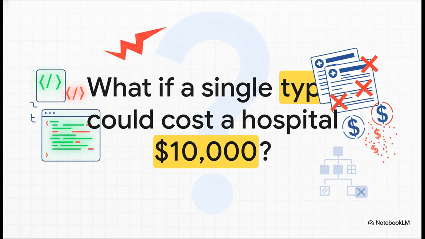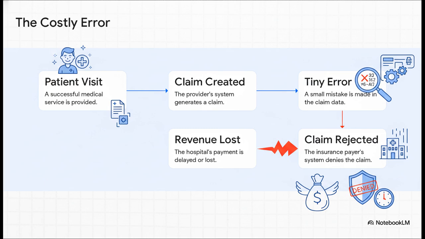I know it sounds crazy, but this isn't a hypothetical. In medical billing, this kind of thing happens all day, every day. Here's how it all goes down. A patient comes in, gets the care they need, everything's great. The hospital system then automatically generates a claim to get paid. But somewhere in that claim, there's a tiny mistake. Maybe a diagnosis code is off by 1 digit. The insurance company's system sees it, rejects it instantly, and boom, that's it. The hospital's revenue is now stuck, all because of one preventable little error.